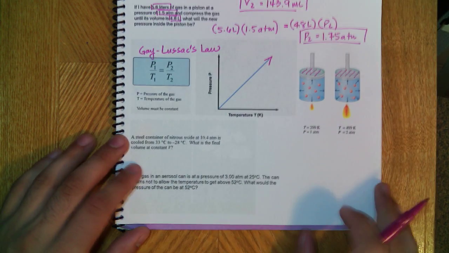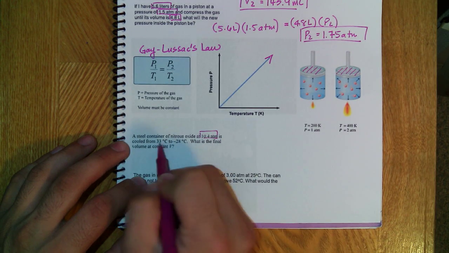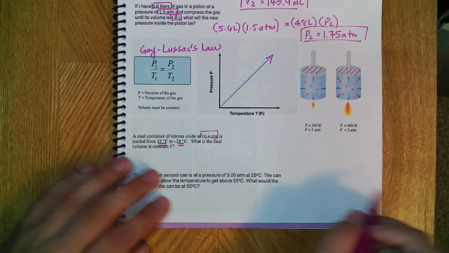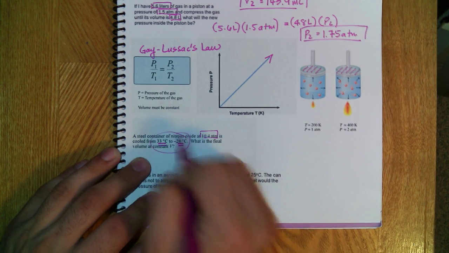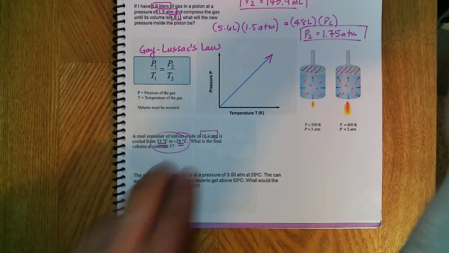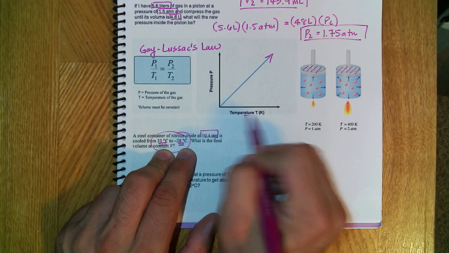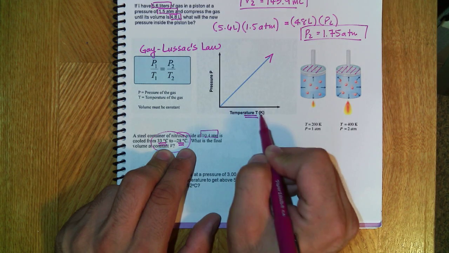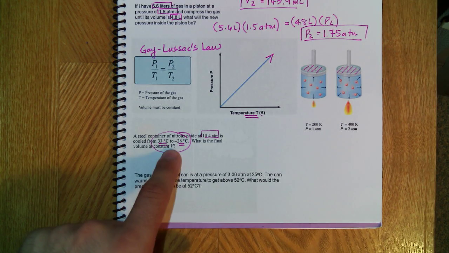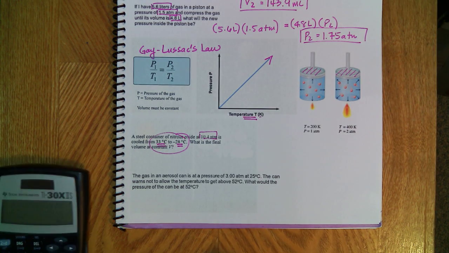A steel container of nitrous oxide is at 10.4 atm. It's cooled from 33 degrees Celsius to negative 28 degrees Celsius. What is the final pressure? What I should be thinking of right now, and what you should be thinking of as you're reading it, is we need to get rid of these Celsius temperatures. Remember, this relationship is temperature versus pressure, but temperature in Kelvin, because that's what forms a direct relationship. So I must convert those two values to Kelvin before I plug them in.